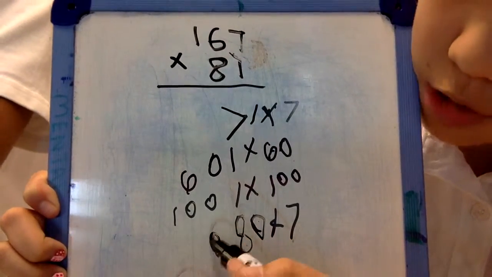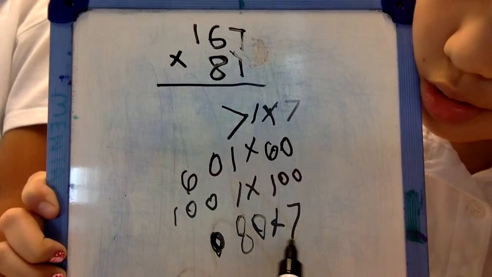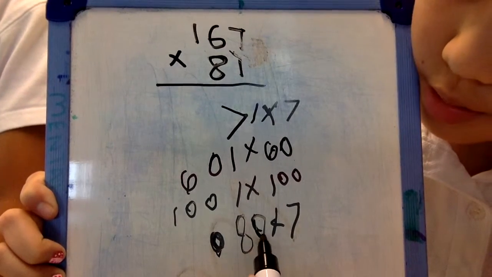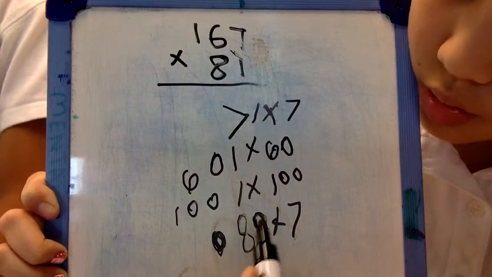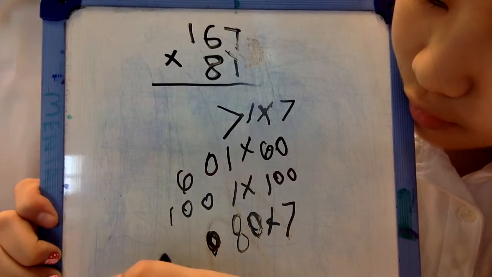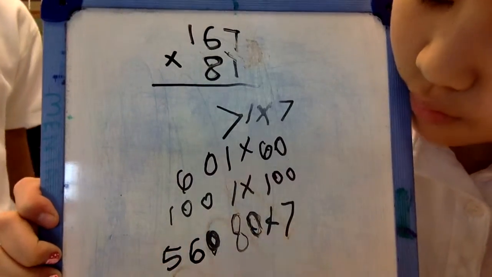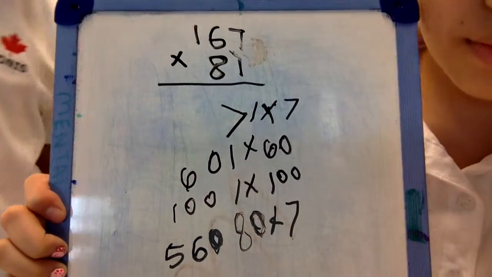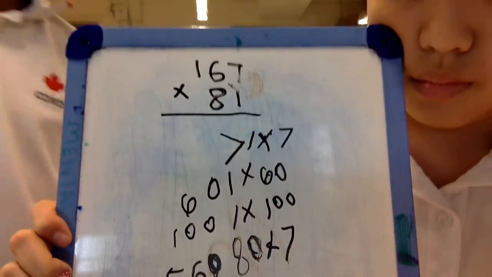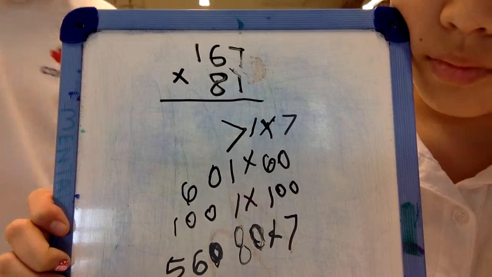Oh yeah, you also need to add a 0, because in these two numbers, there's only 1 0. So you can add those. 80 times 7 is 560. But as we've already added the zeros, 506? Sorry, 560.